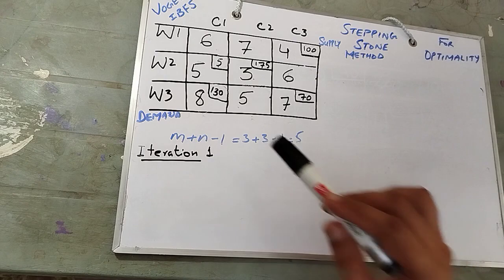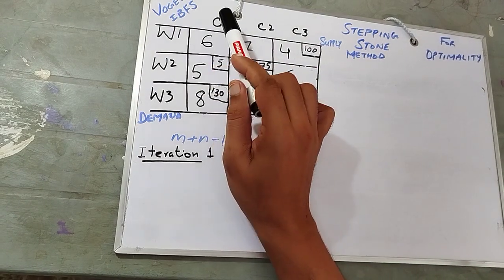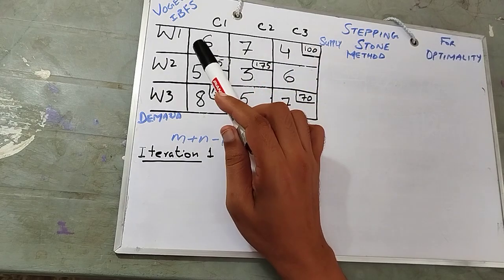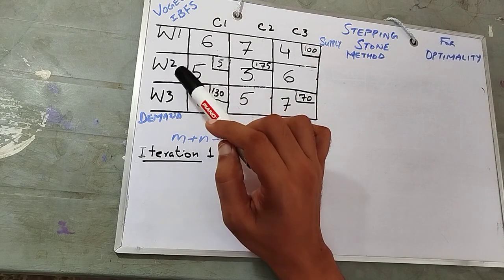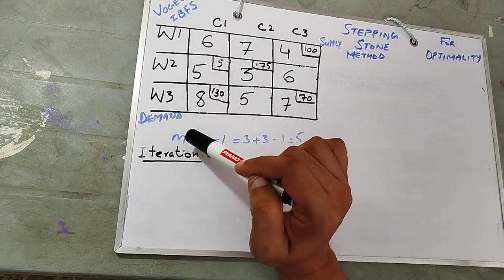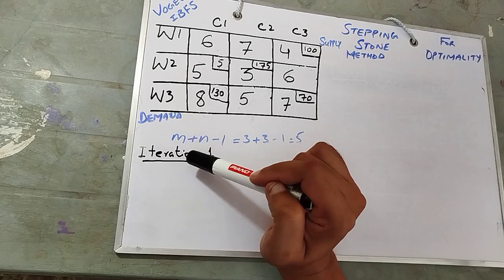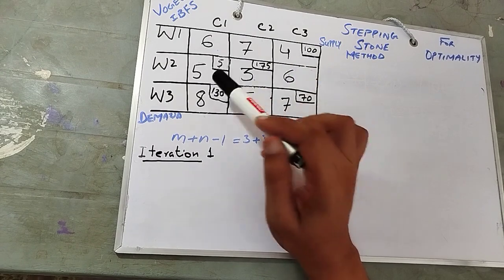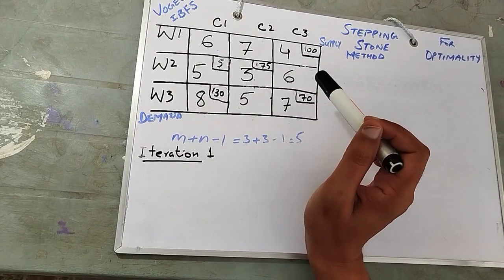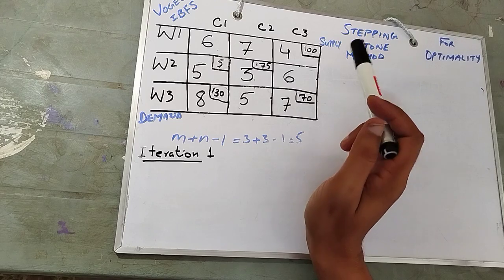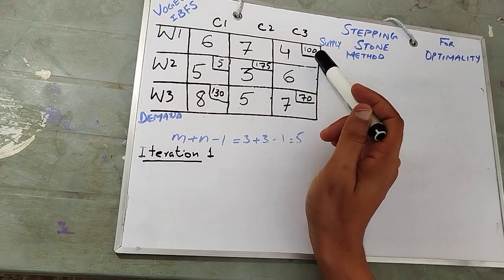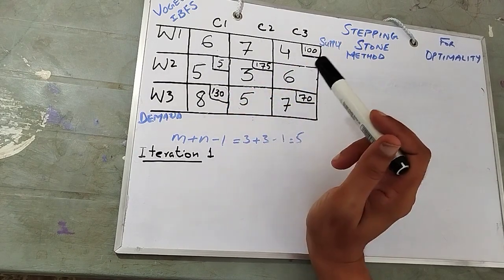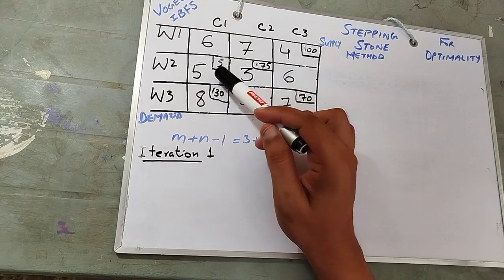You see this is the Vogel initial basic feasible solution, and these are the three customers which are being provided the stock from warehouse 1, warehouse 2, warehouse 3. These are the costs: 6, 7, 4, 5, 3, 6, 8, 5, 7. These are per unit costs, and these are the quantities supplied from different warehouses to different customers. And this quantity we have found from the Vogel approximation method.